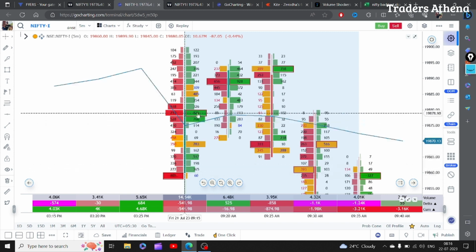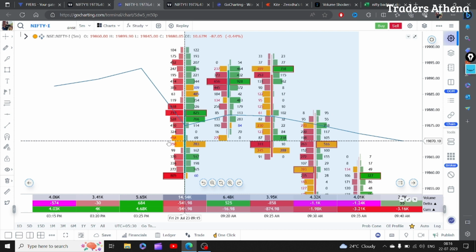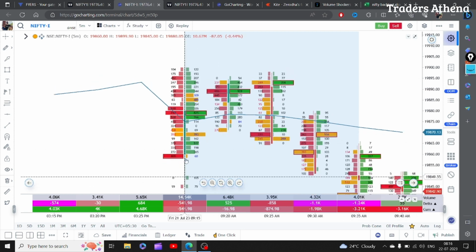See 805, 825, 766, 715. So the market sellers and market buyers both are present in the market. And what type of candle is formed? It is a doji candle, meaning both are in control and there is indecision in the market. Okay.